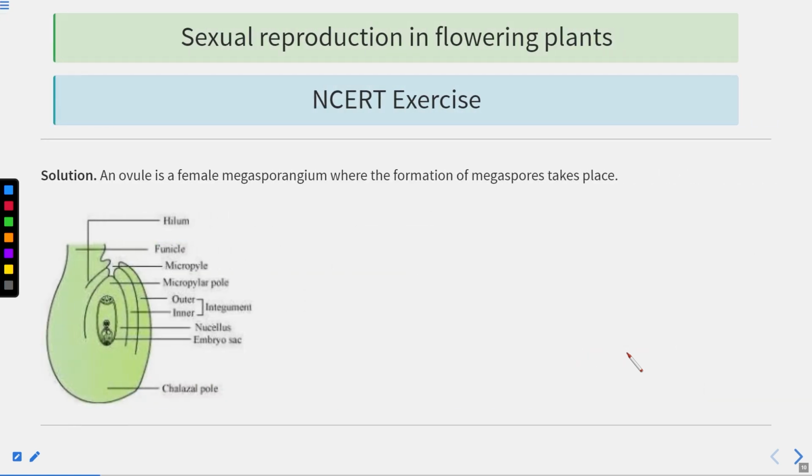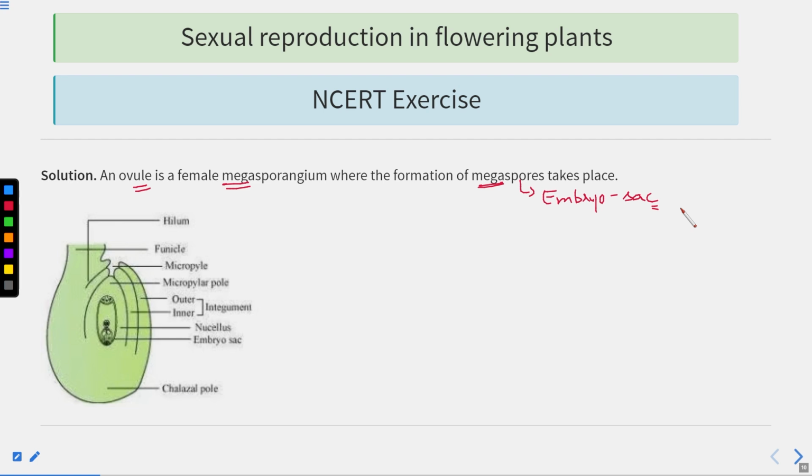So you can see this is an image showing the ovule, which is also known as the megasporangium. The microsporangium was the pollen sac, and the ovule is known as the megasporangium. Within the ovule, the embryo sac develops. We have already seen how the embryo sac develops. Here you can see all the parts labeled. This ovule, the female megasporangium, is where the formation of the megaspore takes place, and the megaspore will then form the embryo sac, which is known as the female gametophyte.